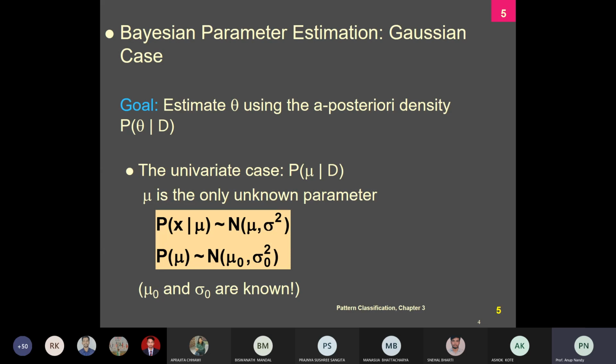Okay, now you have to do the Bayesian parameter estimation. As I already did for maximum likelihood estimation, where we considered the Gaussian case, here also we will consider the Gaussian case. So why every time are we going to consider the Gaussian case? Why? Can anyone tell me the answer?